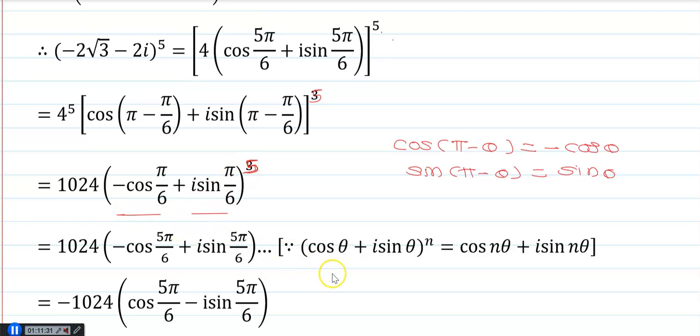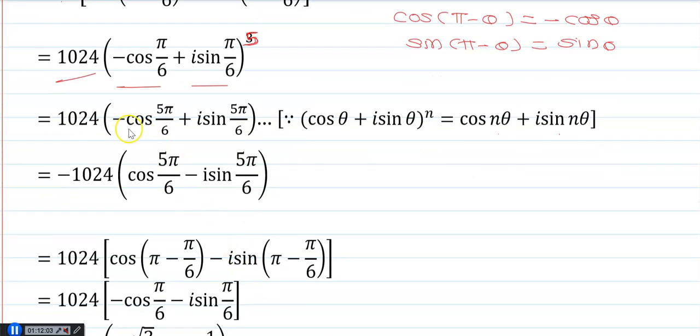Again by using De Moivre's theorem, that is, cos theta plus i times sine theta, bracket raised to n, is equal to cos of n theta plus i times sine of n theta, it is written as 5 multiplied with pi here, and 5 multiplied here also. 4 raised to 5 means 2 raised to 10, and 2 raised to 10 is 1024. And again here, minus cos of 5 pi by 6 plus i times sine of 5 pi by 6. Now next we'll take the minus sign as common, then you will get minus 1024 times cos of 5 pi by 6 minus i times sine of 5 pi by 6.